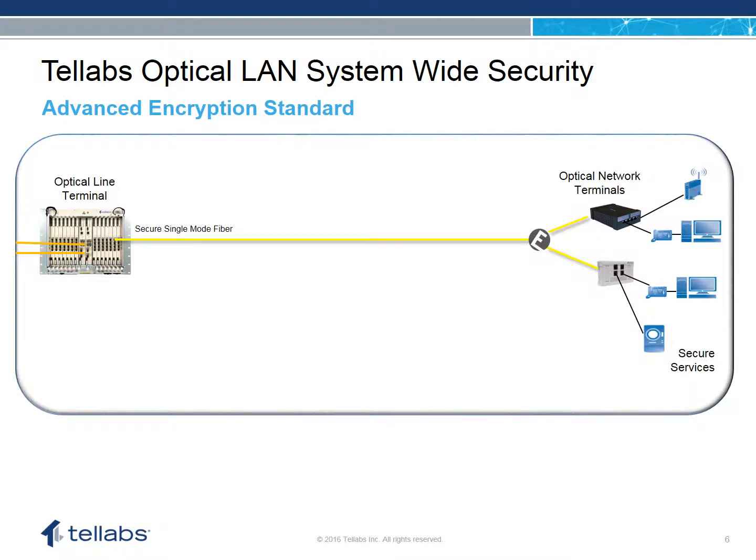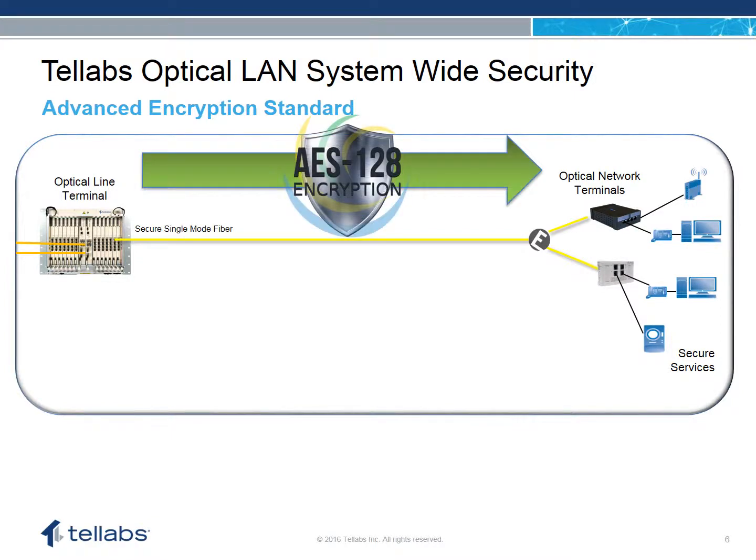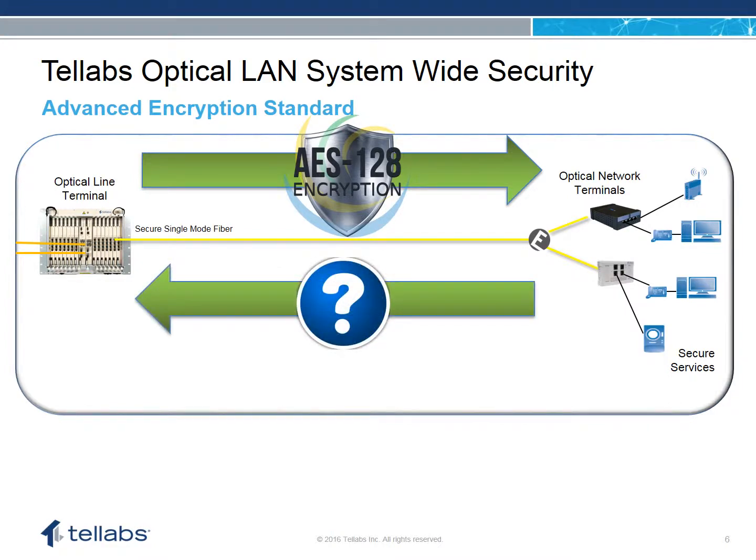Advanced Encryption Standard, or AES, is comprised of an encryption algorithm and constantly churning keys. GPON uses 128-bit AES encryption for downstream transmissions. AES has been adopted by the U.S. government and is now used worldwide. So why does GPON have no encryption in the upstream direction?